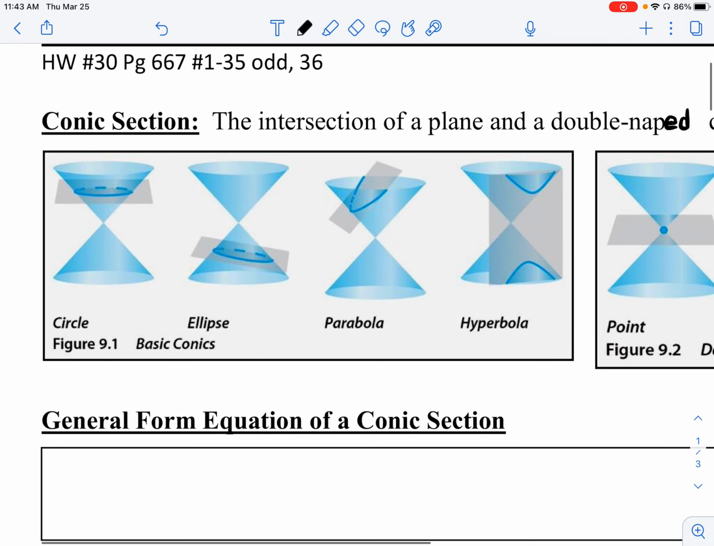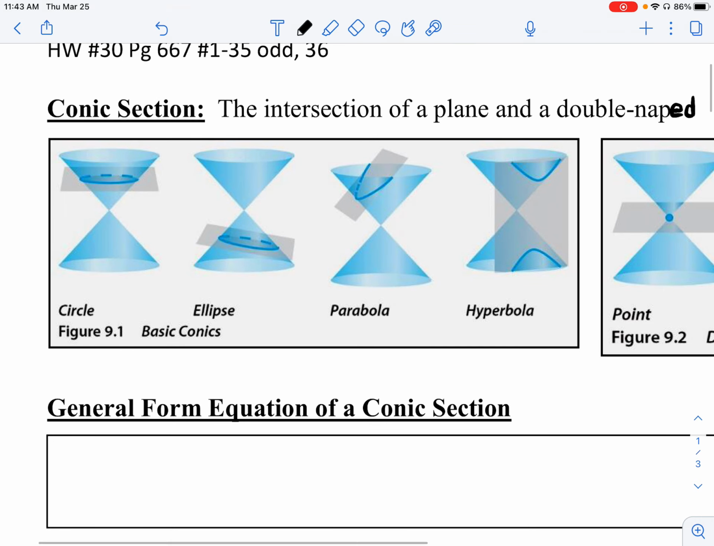You can imagine that there is a hollow cone, or I should say two hollow cones that are joined together at their point. We call that a double napped cone.